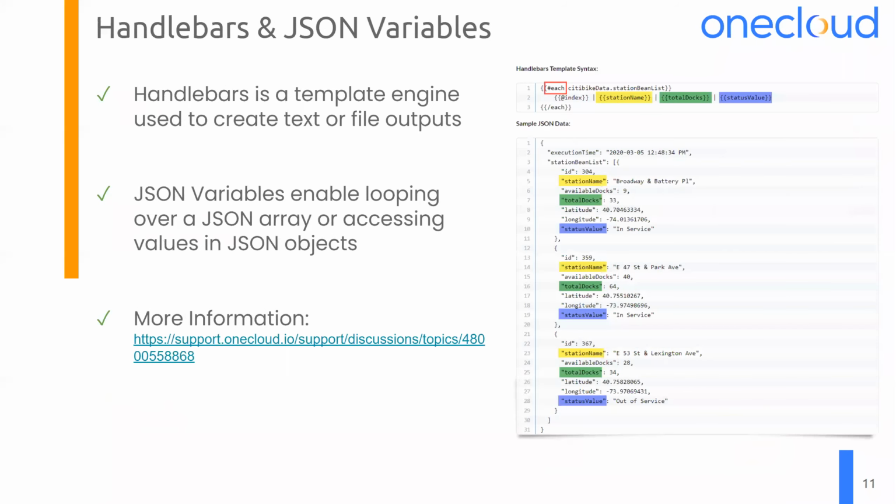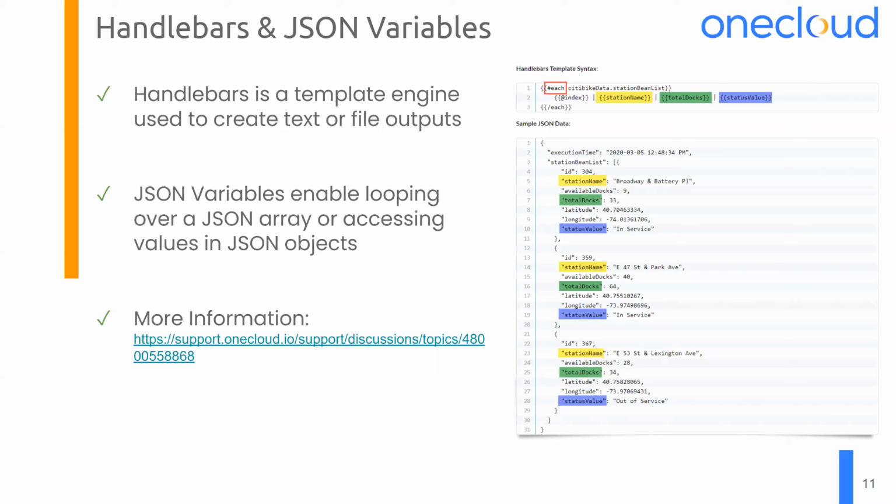Our next feature that we're going to go through is an addition to the Handlebars Biz App. So Handlebars is a template engine that you can use within OneCloud to create text or file outputs. And previously it just supported text variables. You can now use JSON variables in your Handlebars templates, which enables things like looping over a JSON array to produce a dynamic list or set of data in that template, as well as just accessing values in JSON objects. So if you have more complex structures that you need to access the data within, you can now pass those JSON objects right into one of the Handlebars variables.